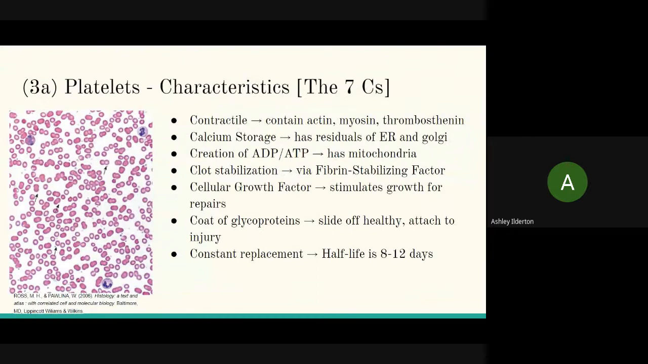So that's all I have for white blood cells. In the next video, we'll talk about platelets.